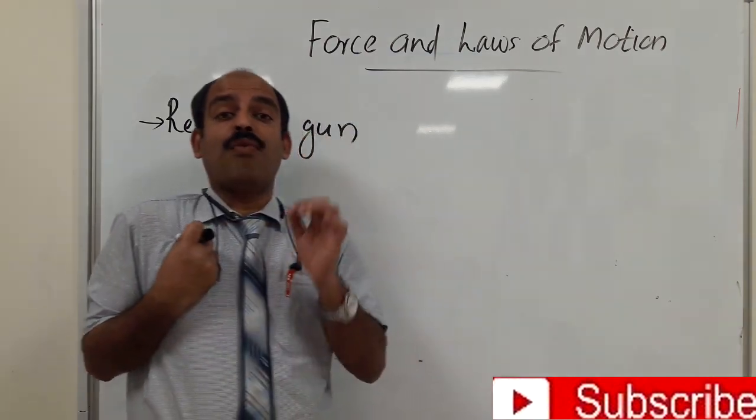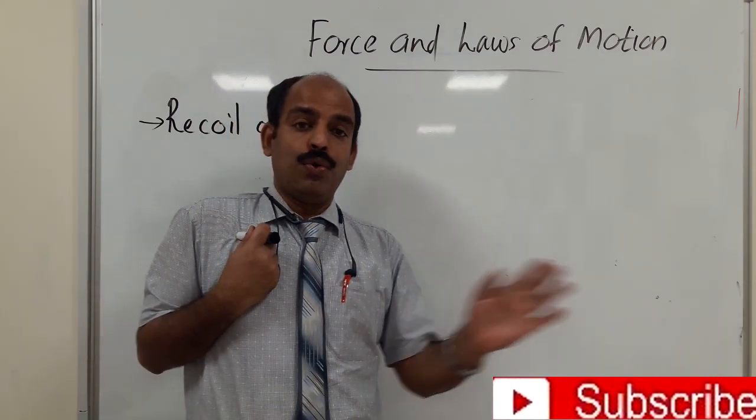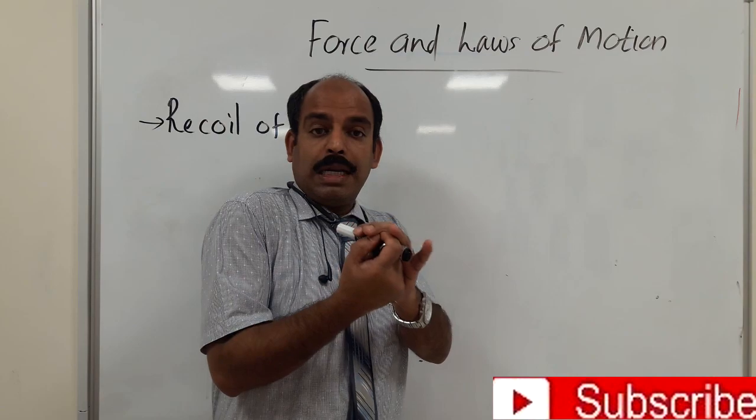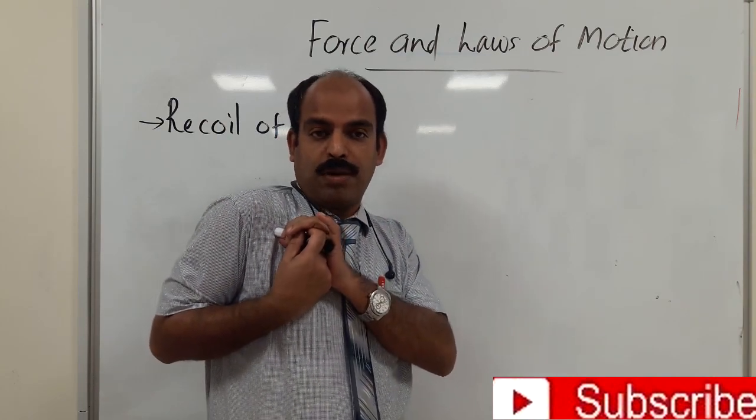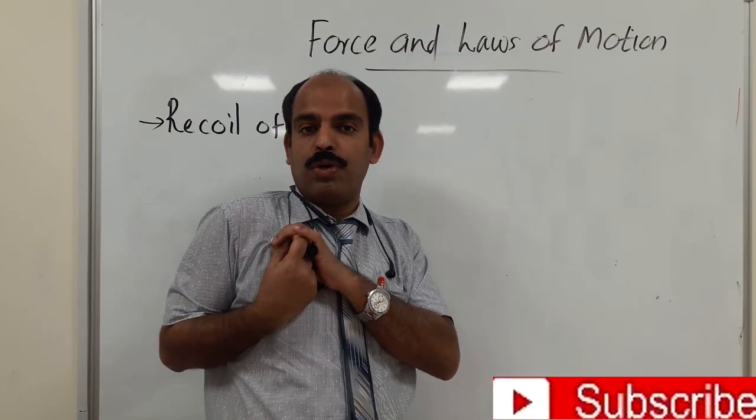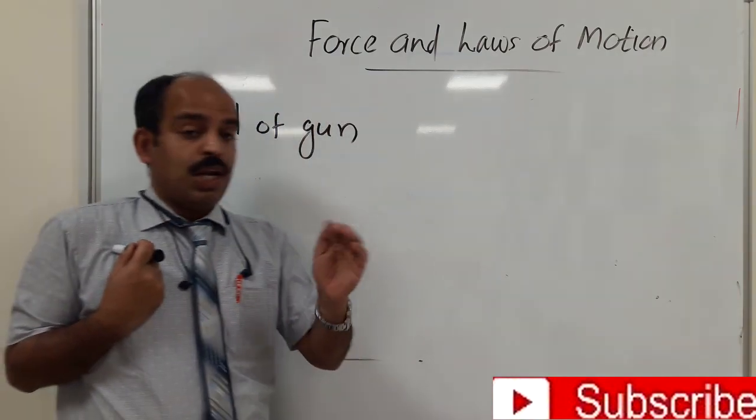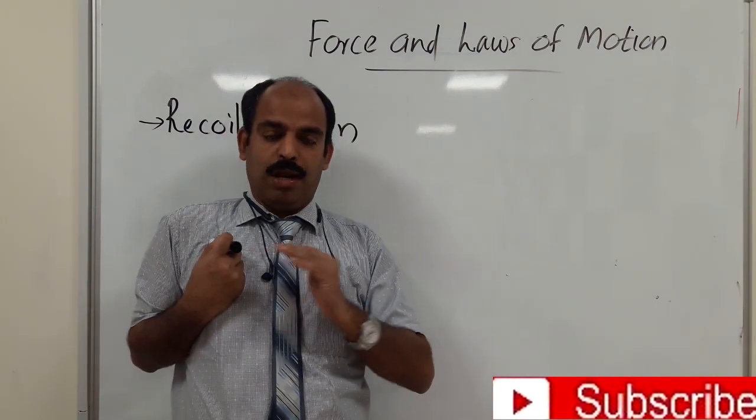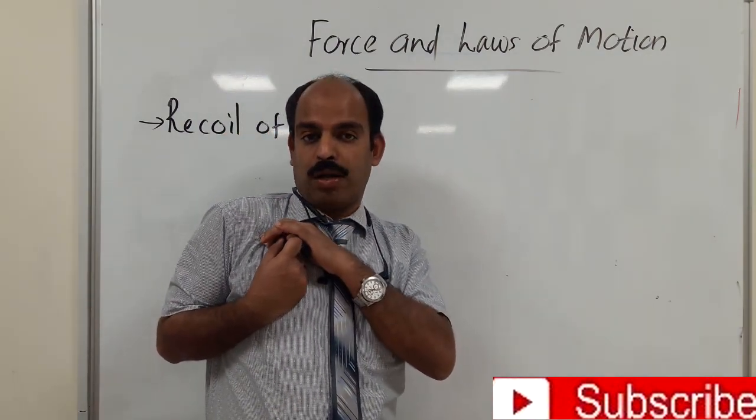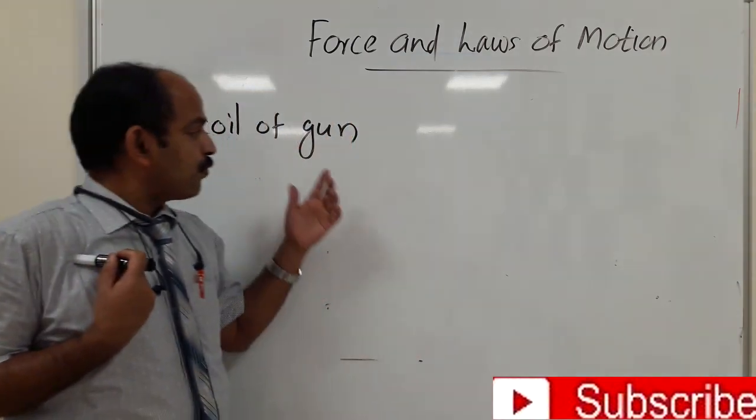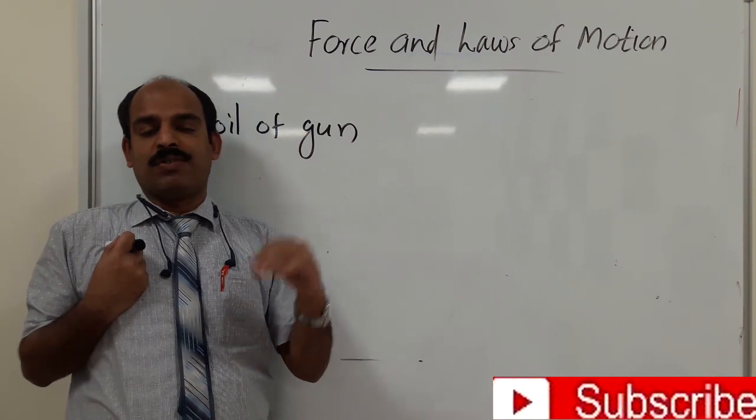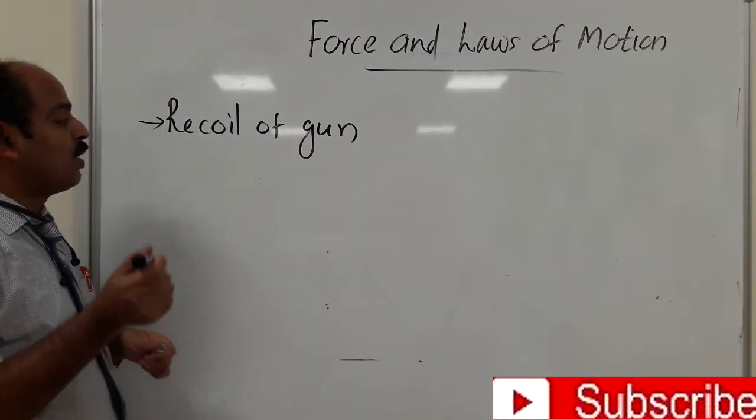In order to avoid injury due to the backward movement, while firing the gun hits the shoulder, right? If it is kept closer, it won't move. So that is why, in order to prevent the recoil, they keep the gun close to their shoulder bone, right? Now, the velocity with which the gun moves backward is what is called recoil velocity.